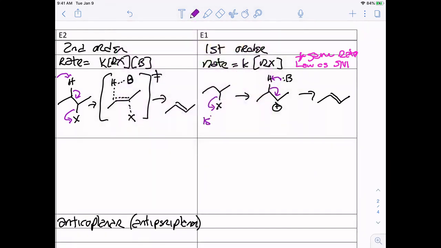So some special notes, right? First step is the same as with SN1. The reason that's important is oftentimes if something's going to go E1, it will also go SN1, and you'll get both of those products. So watch out for that.